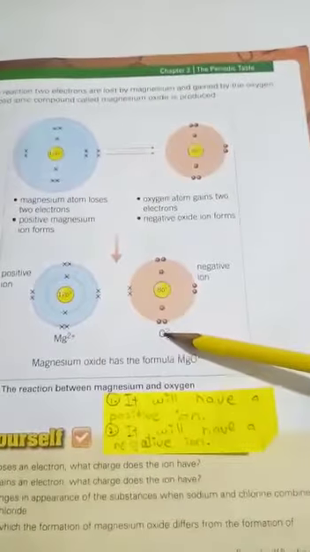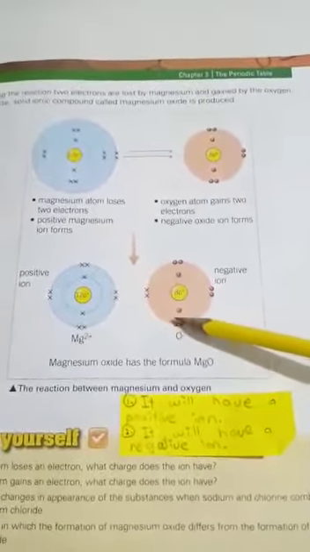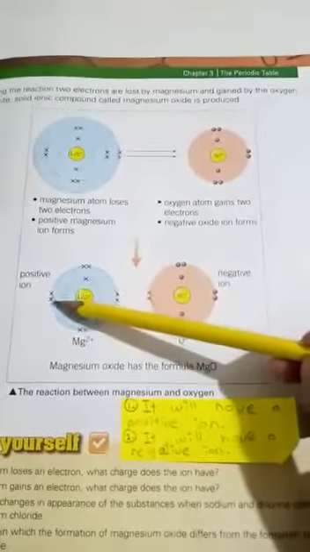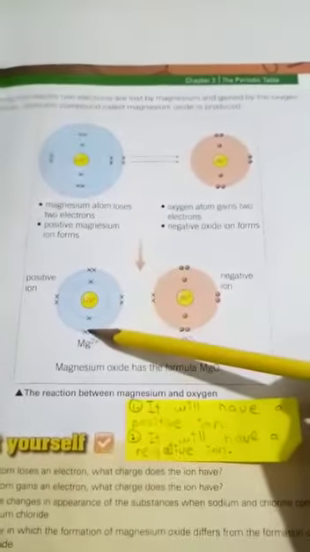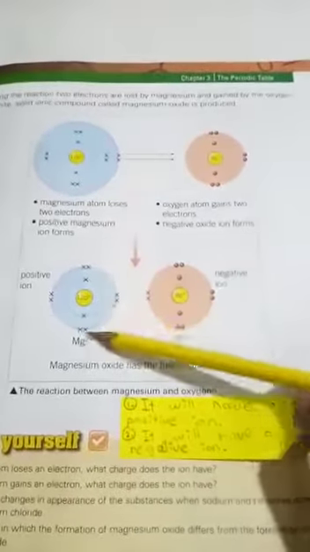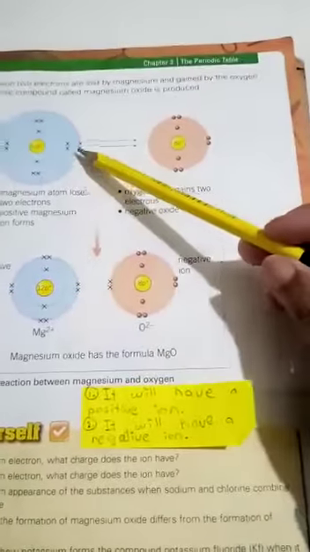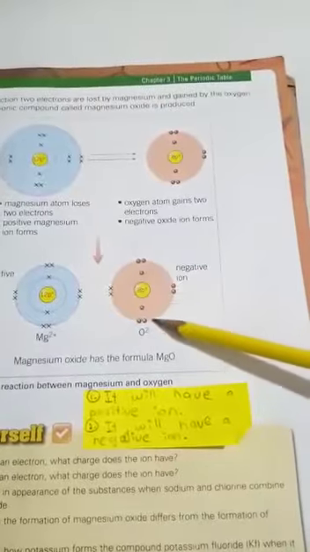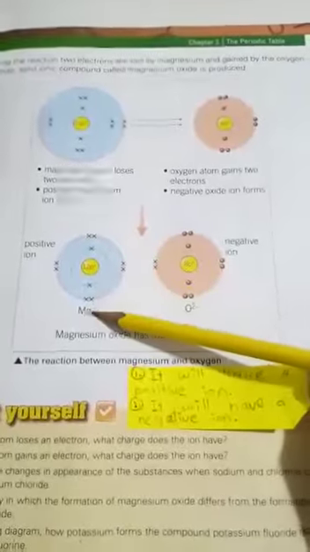And now we see that both the atoms in ionic form have attained the stable configuration. How are they stable? Magnesium has its outermost shell complete with 8 electrons, and oxygen, by gaining these 2 electrons from the magnesium atom, attains a stable electronic configuration. That is, in the second shell it now has 8 electrons. As magnesium has lost 2 electrons, it has a 2 positive charge, and oxygen has gained 2 electrons, so it has a 2 negative charge.